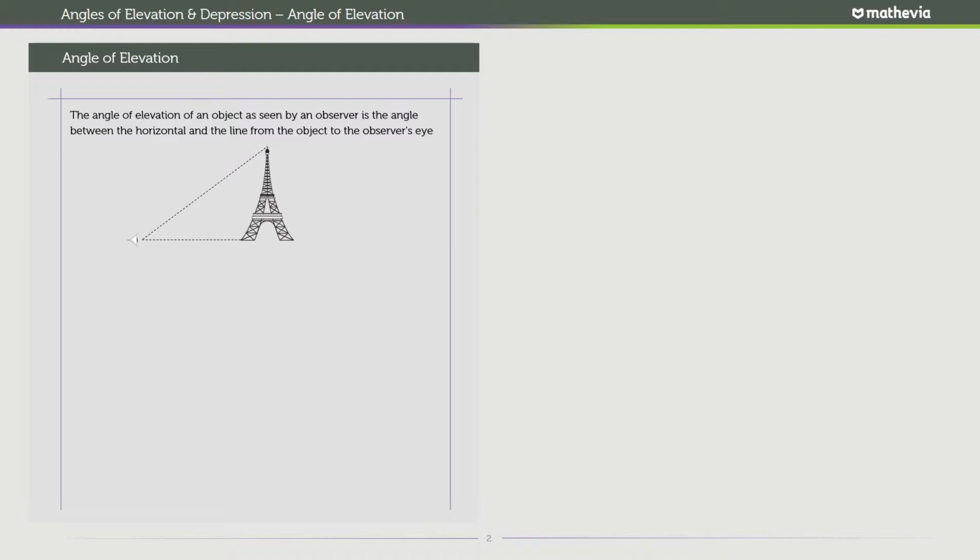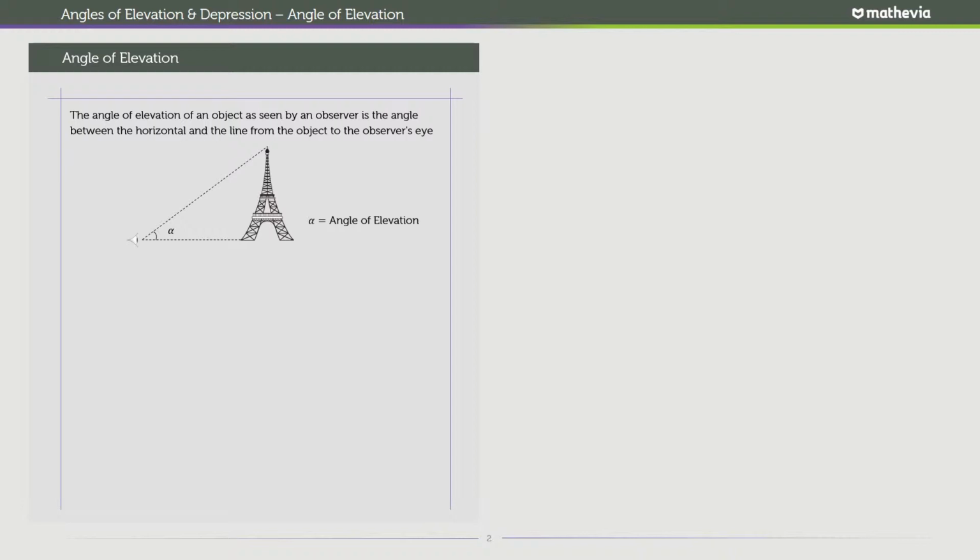The angle of elevation of the top of the tower, as seen by this observer standing on the ground, is the angle between the initial horizontal line of sight and the new line of sight when this person tilted his head upwards to look at the top of the tower. So we have an angle between the horizontal line of sight and the new line of sight, and this angle is called the angle of elevation. It's really very simple.